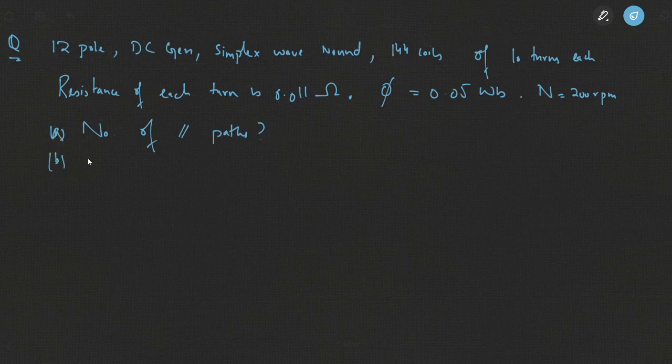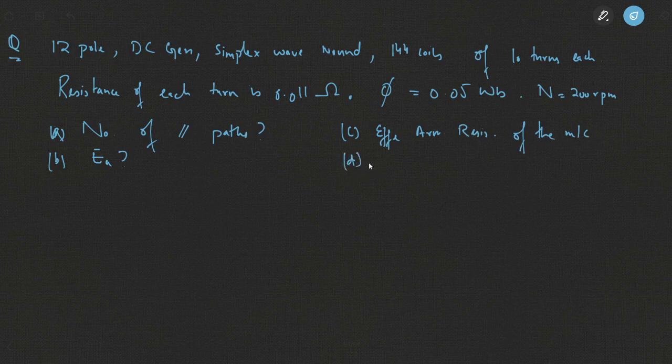B, the induced armature voltage in this machine, that means EA, we have to find out. C, what is the effective armature resistance of this machine?